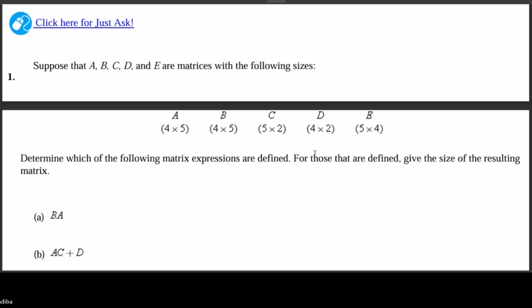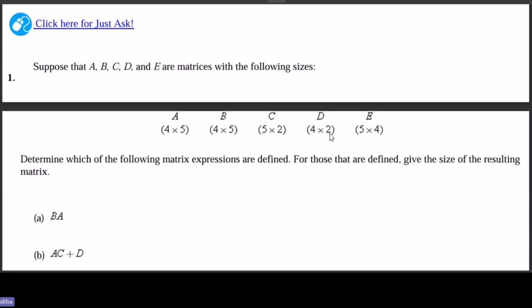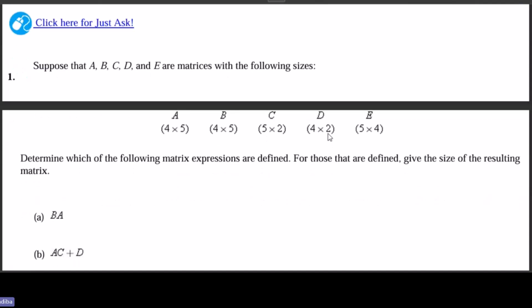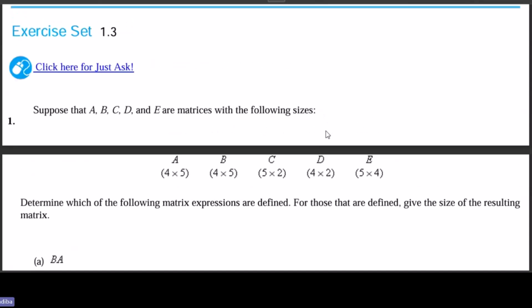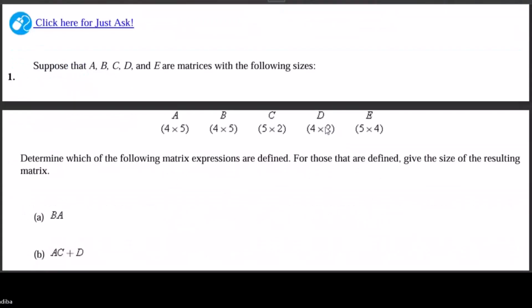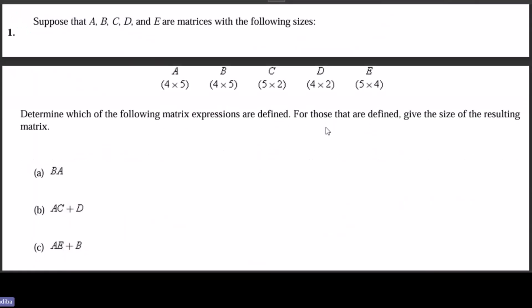Now, here is the question. The question is saying, determine which of the following matrix expressions are defined. For those that are defined, give the size of the resulting matrix. Is this making sense? Yes, sir.